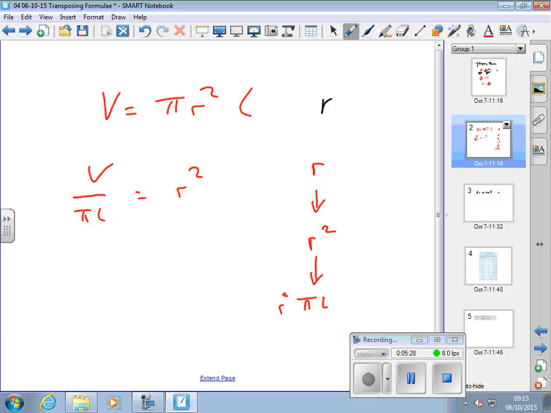And then I square root both sides. The square root of V over pi L equals r. And then write the r on the left-hand side. Again, I could have divided by pi and L one at a time, but group them together and divide by both at the same time.